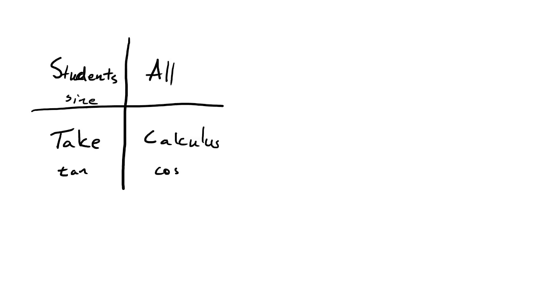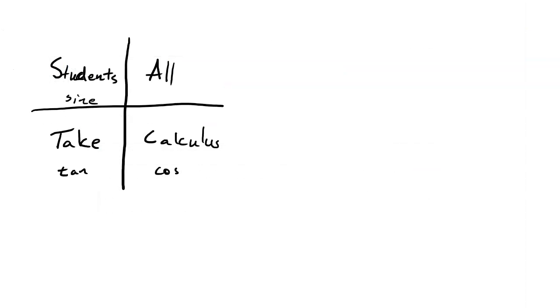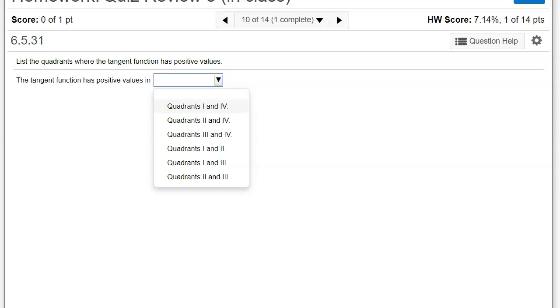If it's asking, for example, in which quadrants the tangent function is positive, we can look at our graph right here and we see that quadrant 1 and quadrant 3 are the quadrants in which it's positive. So we just go in and select quadrants 1 and 3 right there.